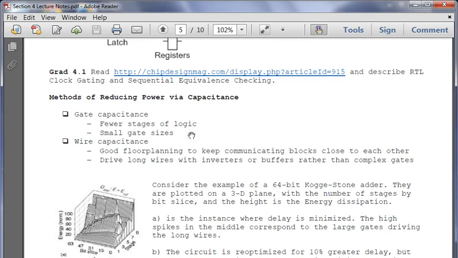We know fewer stages of logic reduces gate capacitance. However, we now know that adding more gates can actually reduce delay, because it's an RC delay model. And then smaller gate sizes reduces gate capacitance. Now, wire capacitance is the capacitance of your wire from one block to another block, right? So you have to have good, what's known as floor planning.